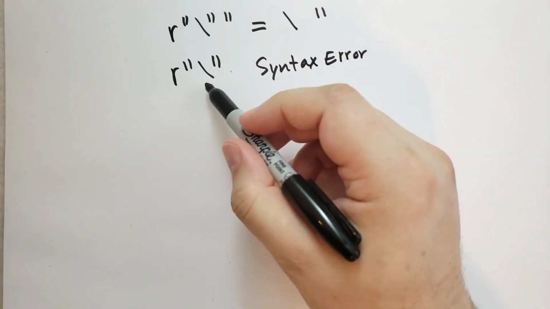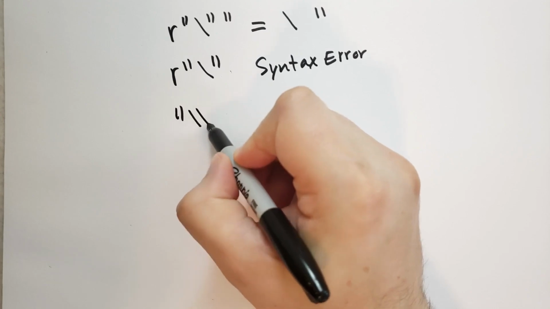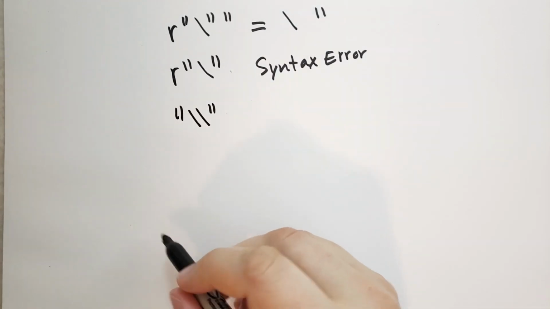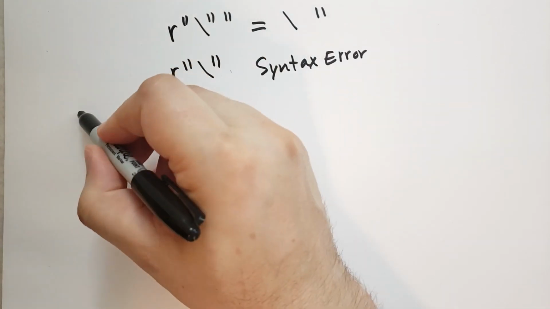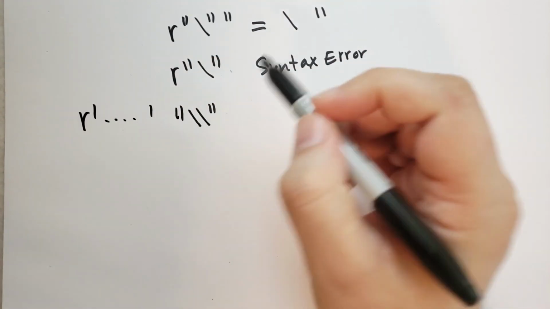If you need to have a string ending with a backslash, you can always just use a regular string with a double backslash at the end. And don't forget that you can concatenate literals. So you can have the raw all the way up to there, followed by this, and that'll get what you want.